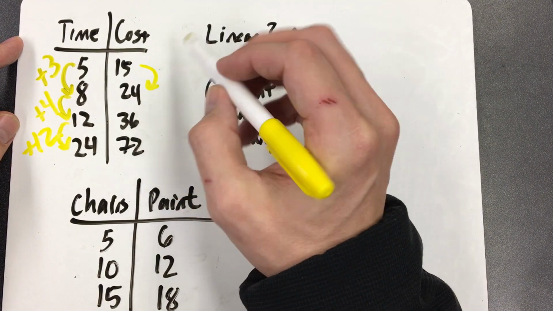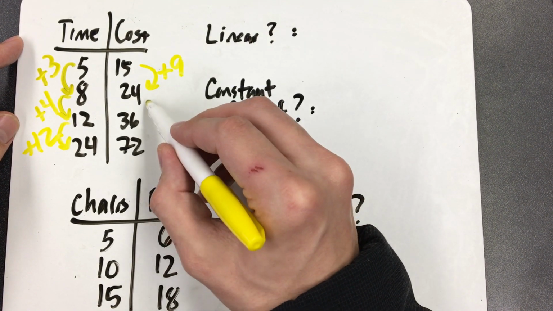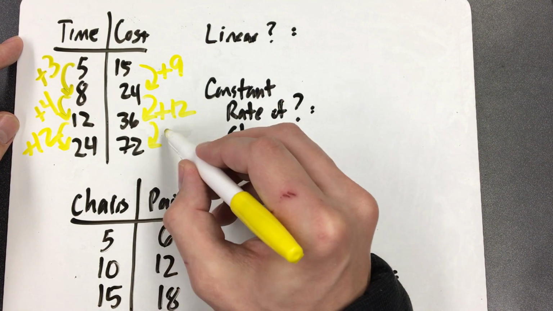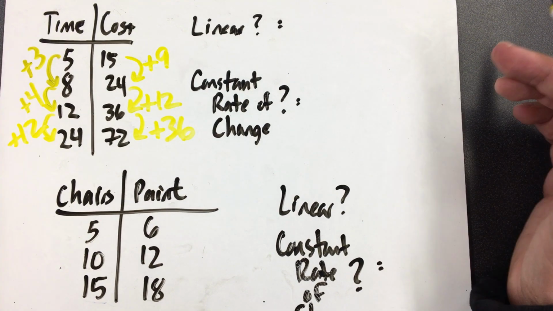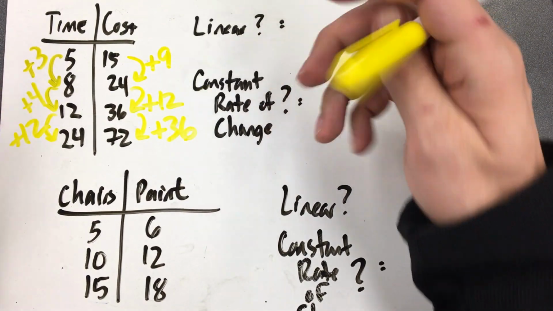Look at this one. From 15 to 24, that's adding 9. Use a calculator if you're not the best at that. From 24 to 36 is adding 12. And from 36 to 72 is adding 36. Now, off the top of your head, this looks absolutely crazy, and you want to say no, because look how nuts all these numbers are different.